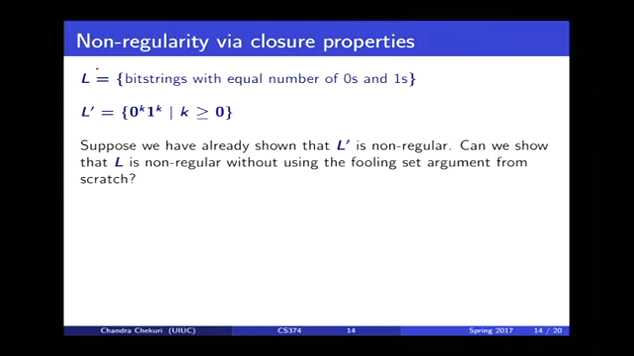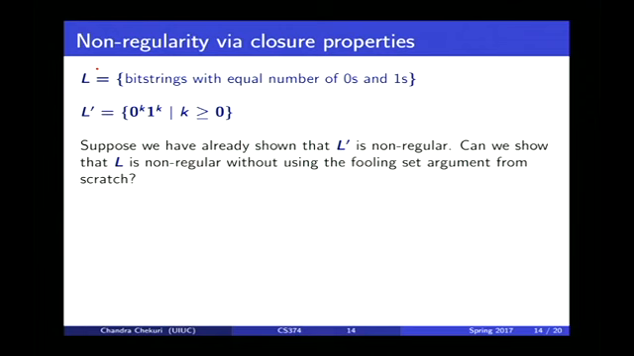Recall here is a language which we already saw, but let's look at it again. L is the set of all bit strings which have an equal number of zeros and ones. We also saw the language L prime, which is 0 to the k, 1 to the k, k greater than or equal to 0. So what is the relationship between these two languages?